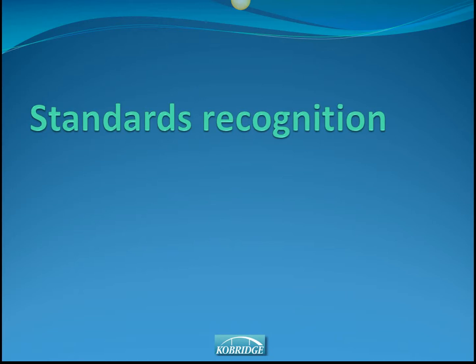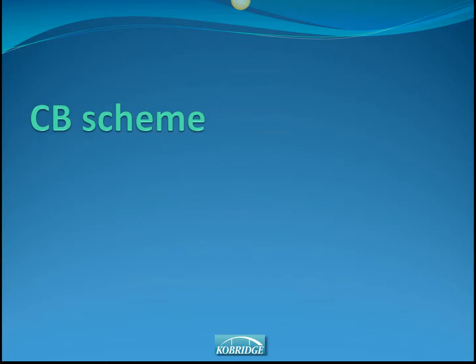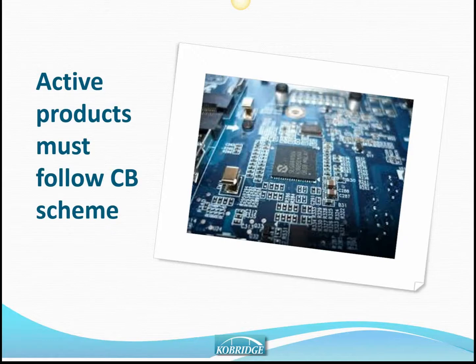Regarding the standard recognition, talking about standards recognition, we have to divide different types of standards. Standards related to products and quality system. A quality system is for the Korean good manufacturing practice. For the product, this is whether a product is active or non-active. For the CB scheme, so this is for active products.